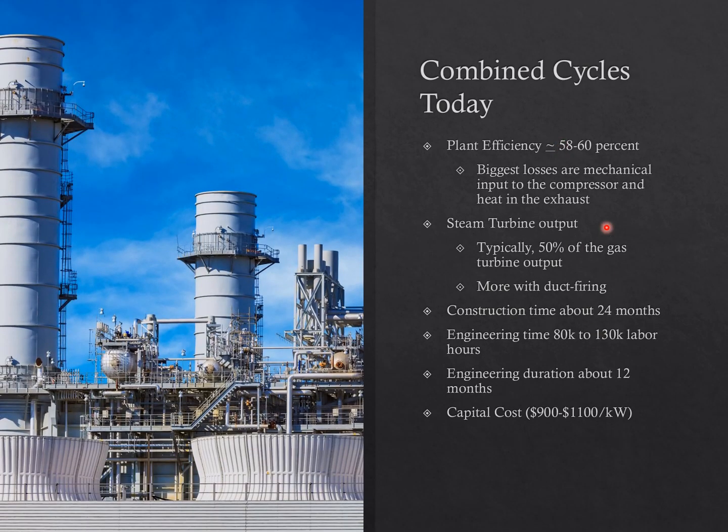So combined cycles have about 58 to 60% plant efficiency. Of course, they also have losses in mechanical input to the compressor and also the heat from the exhaust. For the steam turbine, we're looking at about 50% of your gas turbine output, and that's very typical. And if you have duct firing in your system, you get a little more percentage in your efficiency.